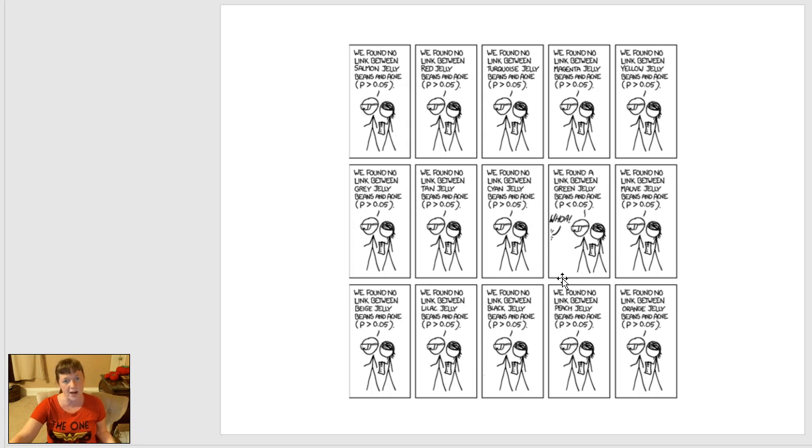One time out of 20, they found a weird link. They found a type 1 error. This is just a weird sample. They happened to grab weird people who had a slightly higher amount of acne, and they happened to give them green jelly beans. This is just chance. This is just a chance result. Green jelly beans have nothing to do with acne. This is a type 1 error.